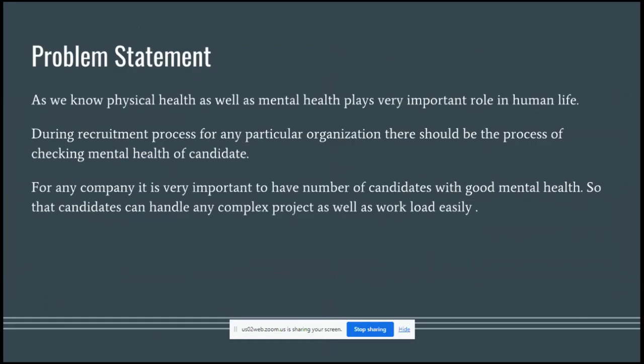So our problem statement is, as we all know, physical health and mental health play a very important role in human life. During the recruitment process of any organization, there should be a process of checking the mental health of candidates. For any company, it is very important to have candidates with good health and good mental health, so that the candidate can handle any complex project as well as workload easily.